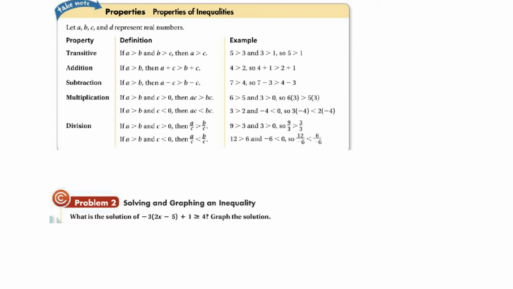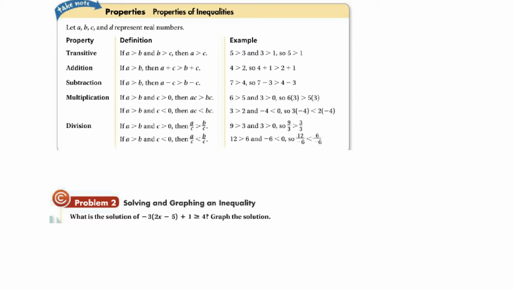The take note box here lists the properties of inequality, and if you read through those, you'll see that they are indeed similar to the properties of equality. So just read through those and think about those.